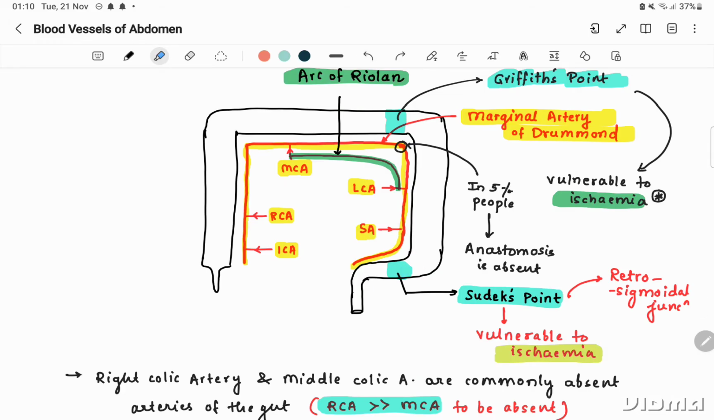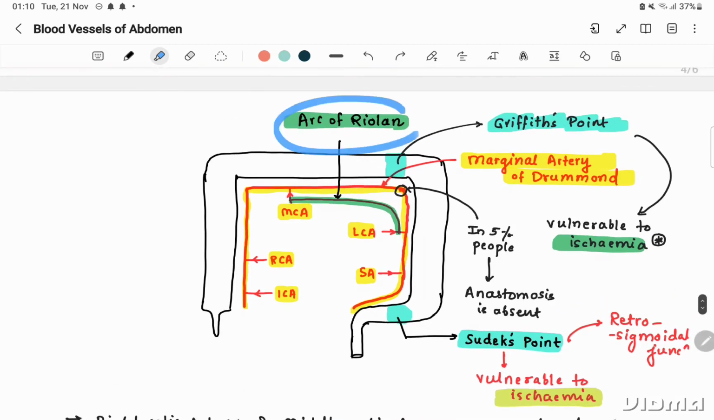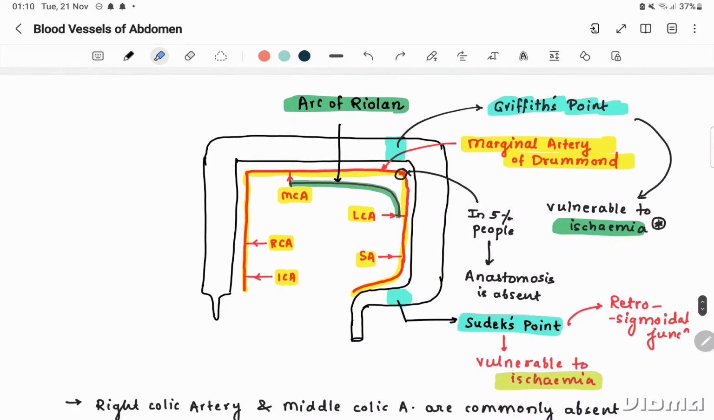So in 5% of people, what happens is that... so let's discuss the arc of Riolan first. If there is a connection between the middle colic artery and the left colic artery, this forms an arc, which is called the arc of Riolan. So this is a clinical point.